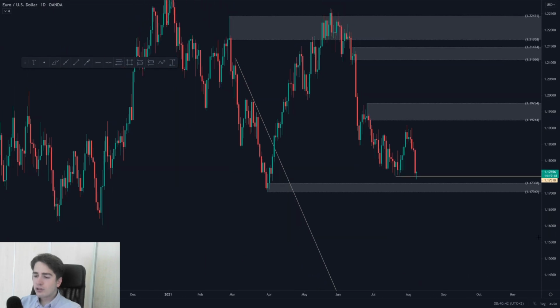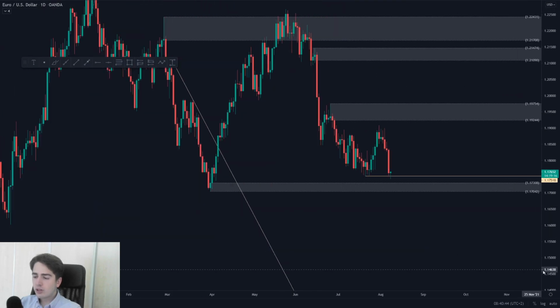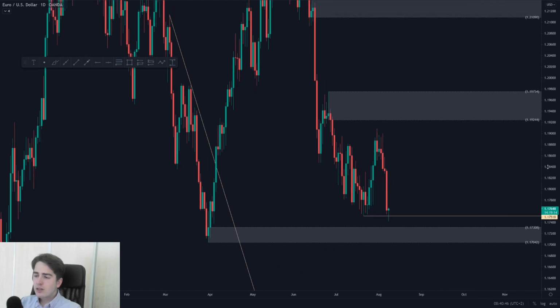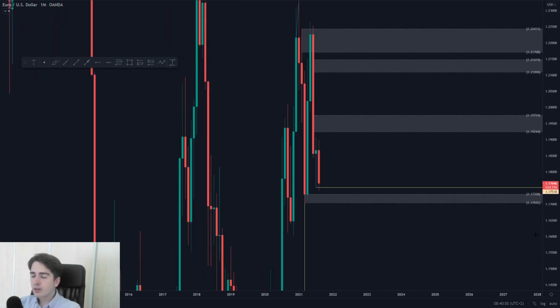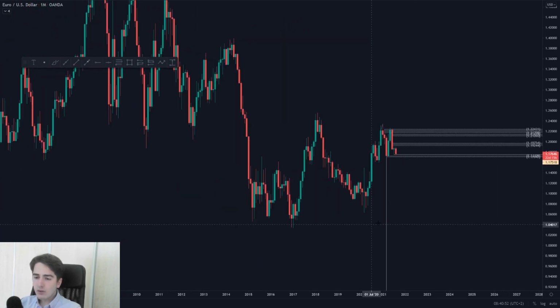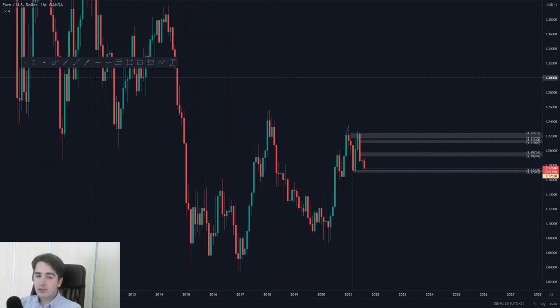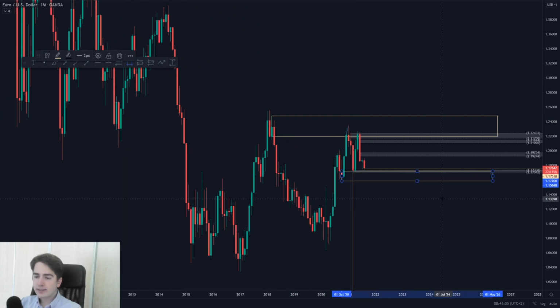And euro dollar, so euro dollar currently faking out on this swing low, just missed out on my area of demand, which still can be hit. But let's look at euro dollar from a monthly perspective. So euro dollar on the monthly, and what are we seeing on the monthly? Well, we have this area of supply on the monthly over here, which we reacted from, and we have this area of demand, which we reacted from.